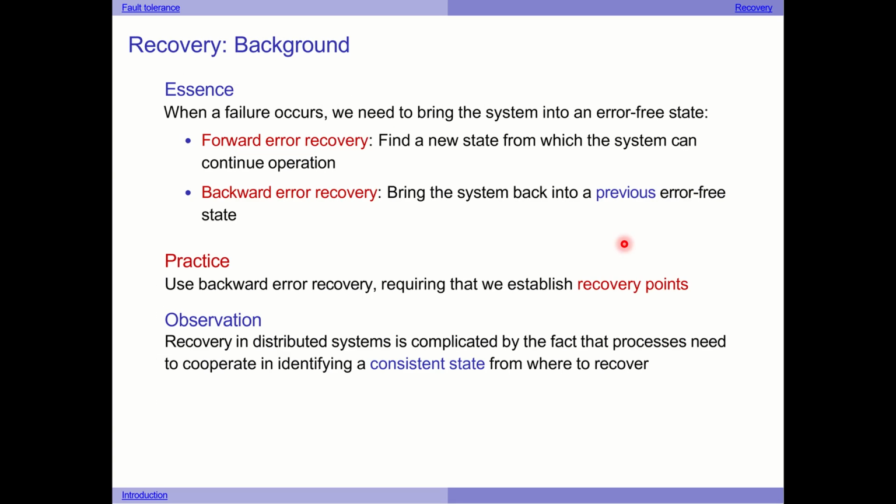When a failure occurs, we need a recovery process. Recovery means that we create an error-free state. We have two types of recovery: forward error recovery and backward error recovery. Forward error recovery is where we find a new state from which the system can continue the operation. Then we have another type of recovery.